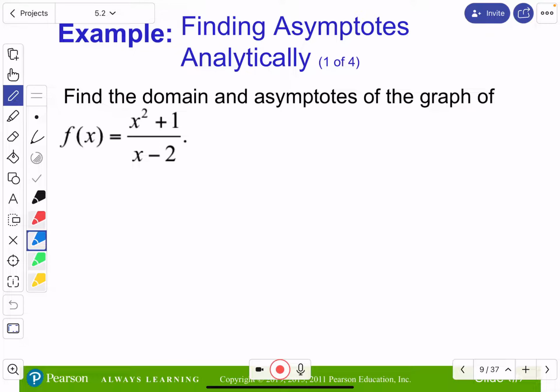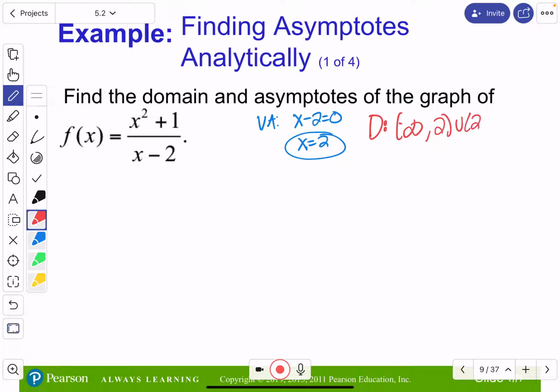All right, let's try this one. Vertical asymptote. Set the bottom equal to 0. Our vertical asymptote is going to be x equals 2. So our domain is going to be -infinity to 2 and 2 to infinity.